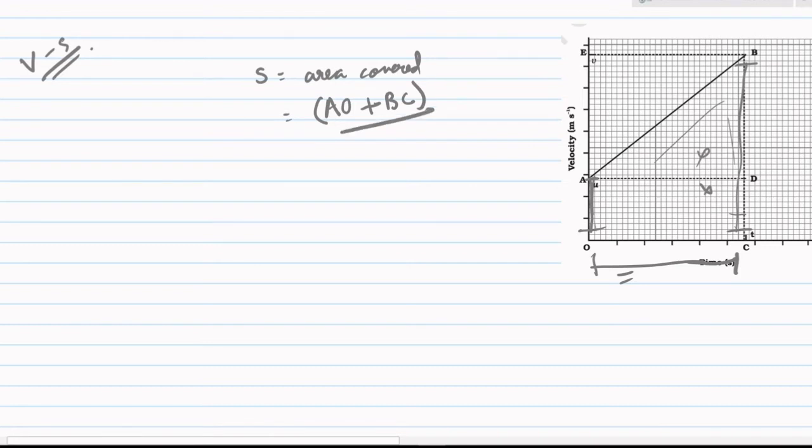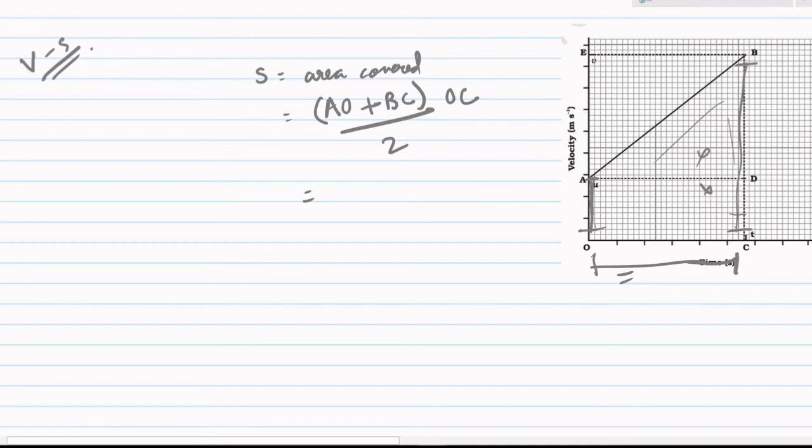Displacement equals area covered. So can I also consider this triangle and rectangle as a whole trapezium? Yes. So do you know the area of a trapezium? It's nothing but the sum of the two parallel sides multiplied by the perpendicular distance between them. So it's nothing but (AO plus BC) divided by 2 into OC. So yeah, it's half of that thing which I told you. So now let's see what's going to happen here.